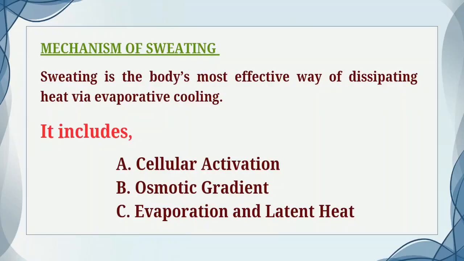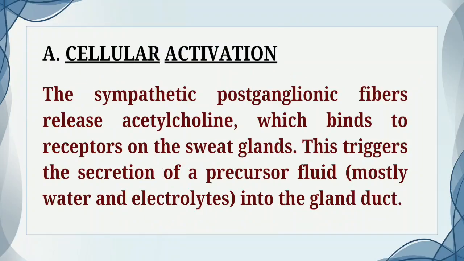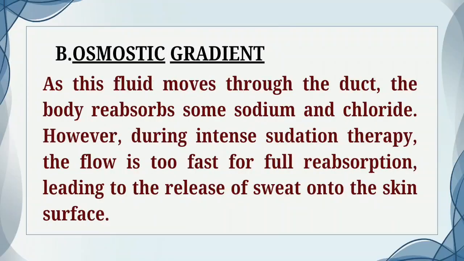It includes cellular activation, osmotic gradient, evaporation, and latent heat. Cellular activation. The sympathetic postganglionic fibers release acetylcholine, which binds to the receptors on the sweat glands. This triggers the secretion of a precursor fluid, mostly water and electrolytes, into the gland duct. Osmotic gradient. As this fluid moves through the duct, the body reabsorbs some sodium and chloride. However, during intense sudation therapy, the flow is too fast for full reabsorption, leading to the release of sweat onto the skin surface.